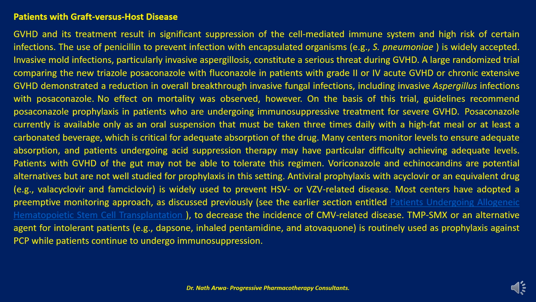Antiviral prophylaxis with acyclovir or an equivalent drug, e.g., valacyclovir and famciclovir, is widely used to prevent HSV or VZV-related disease. Most centers have adopted a preemptive monitoring approach, as discussed previously, see the earlier section entitled Patients Undergoing Allogeneic Hematopoietic Stem Cell Transplantation, to decrease the incidence of CMV-related disease. TMP-SMX or an alternative agent for intolerant patients, e.g., dapsone, inhaled pentamidine, and atovaquone, is routinely used as prophylaxis against PCP while patients continue to undergo immunosuppression.